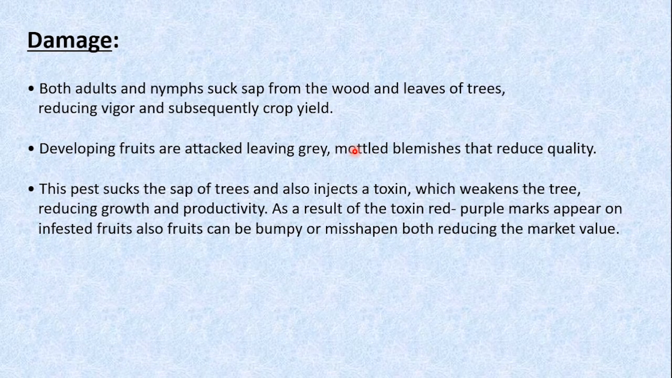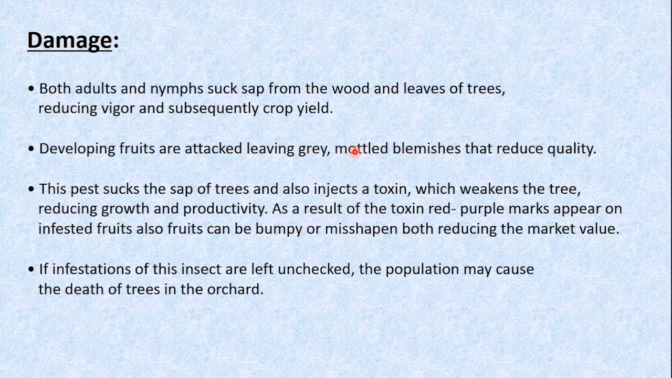Now, this pest also secretes or injects a toxin during sucking, which weakens the tree, reduces its growth, reduces productivity, reduces the net yield. And if the infestation remains unchecked, its population may cause the demolishment of entire tree or of entire group of trees, entire plantation even.